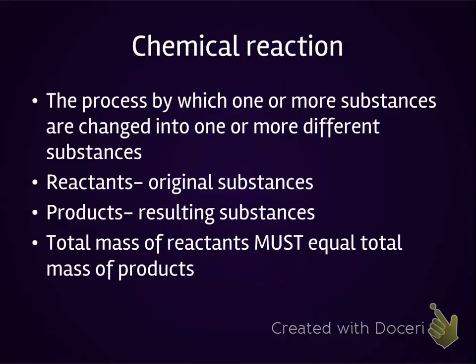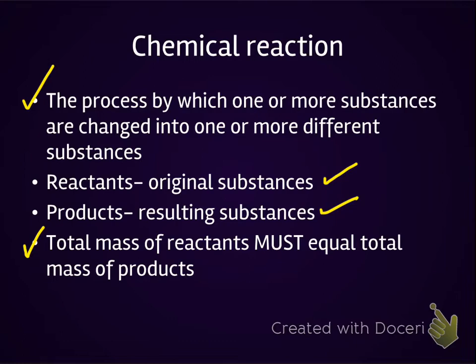To summarize that on a slide, a chemical reaction is the process by which one or more substances are changed into one or more different substances. The reactants are your original substances, and the products are what result from the reaction, and the total mass of reactants and products must be equal.